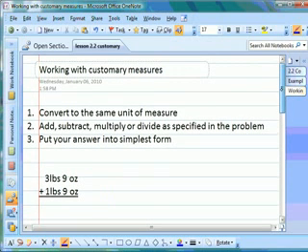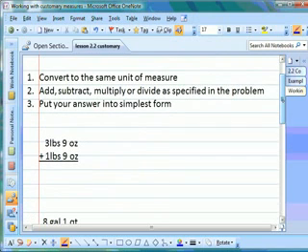The last thing we looked at in class was how to solve problems that involve the conversions. So the first thing you need to do is convert so that everything's in the same unit of measure. Is there another way to do these problems where you don't have to do that? Yes, but that can get confusing. So for our purposes in class, we're going to convert everything to the same unit of measure to start with. After that, you'll do what the problem tells you, add, subtract, multiply, or divide, and then finally you need to put your answer into simplest form.